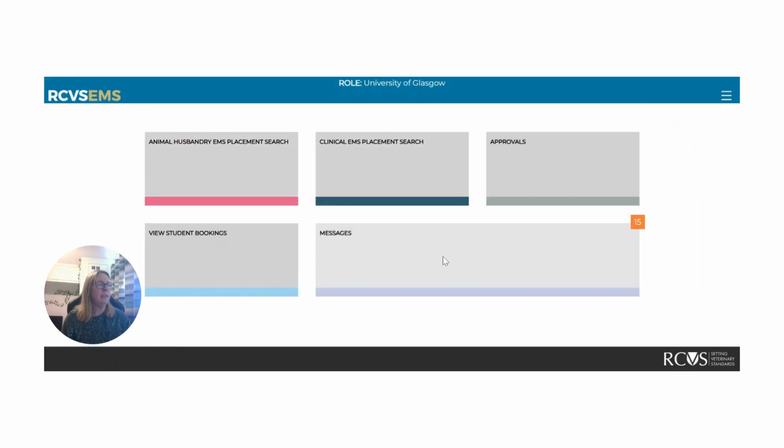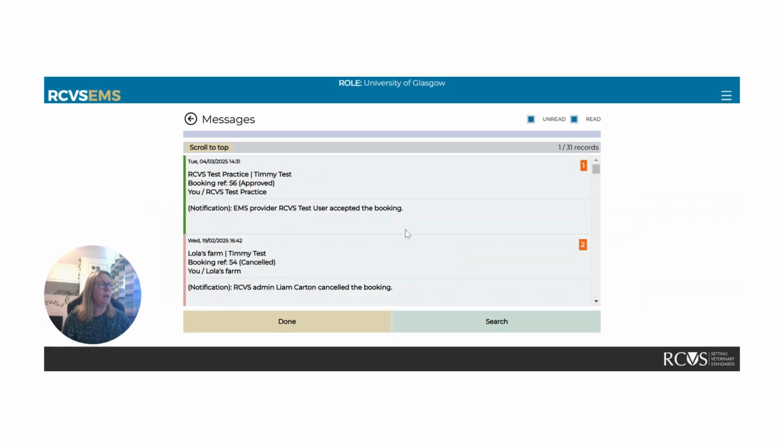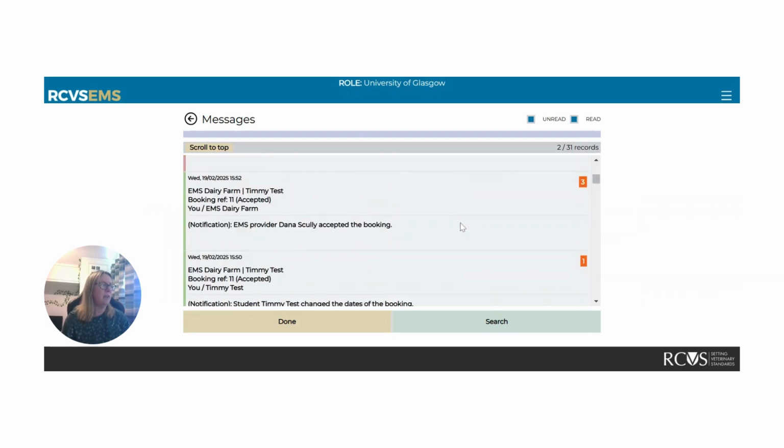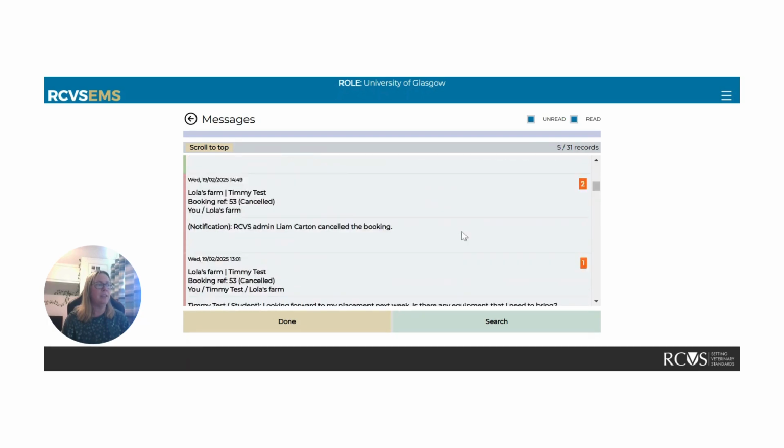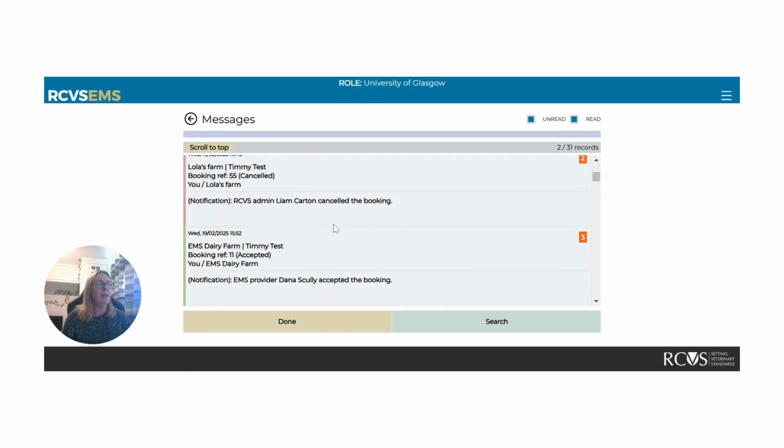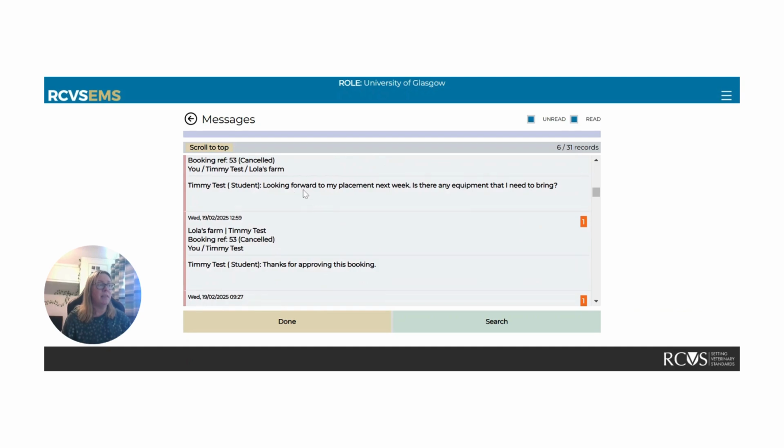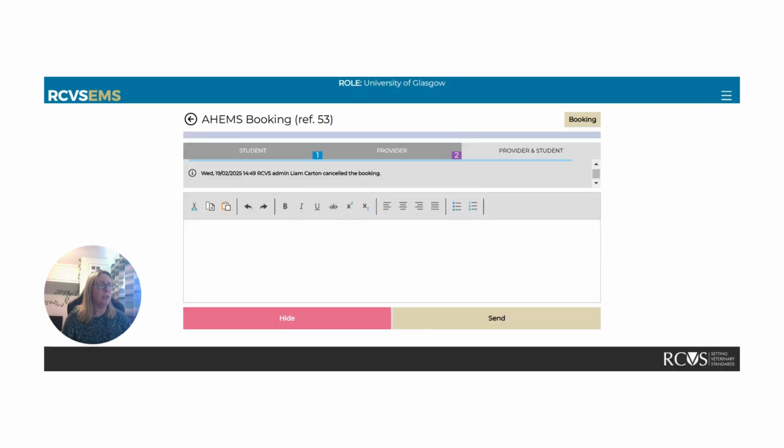Just quickly looking into the messages. So I'll just check in my message. I can see I've got quite a few unread messages in there. And I can have a look to see if there's any that I need to action. So I can see at some point one of our admin has cancelled the booking of this student. But I can then look into the provider and the student and just see what messages they've received regarding this as well, and that it has been a cancelled booking.